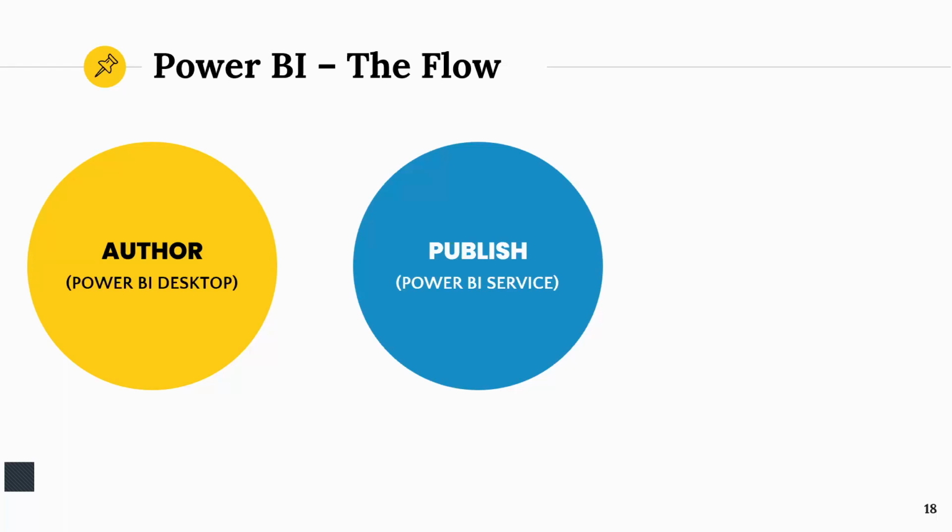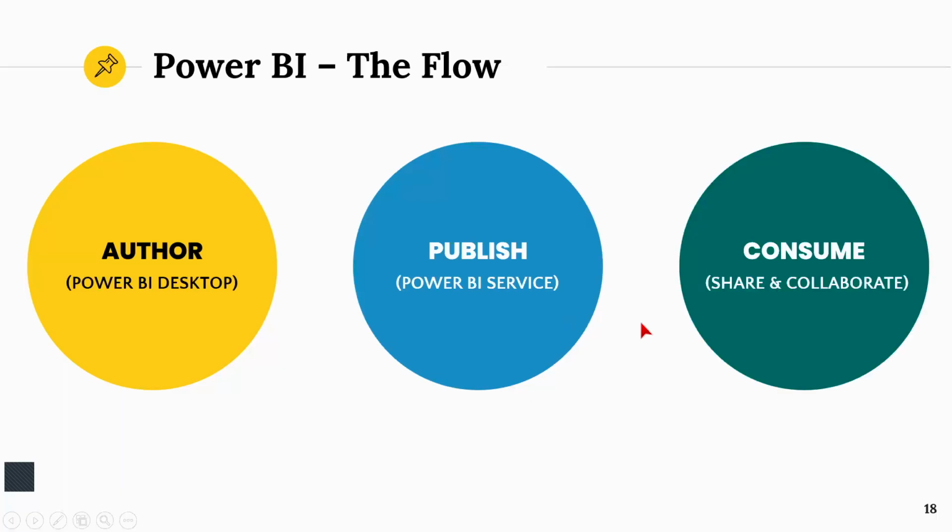So after you author the report and build it, you publish it and make it available on the server for people to start using it. And that's where the third part comes in. We are going to consume the report. This is where you share and collaborate with your users. You give them access to make use of this report. They can look at it and make all the decisions they want. That's the whole objective of this particular tool.